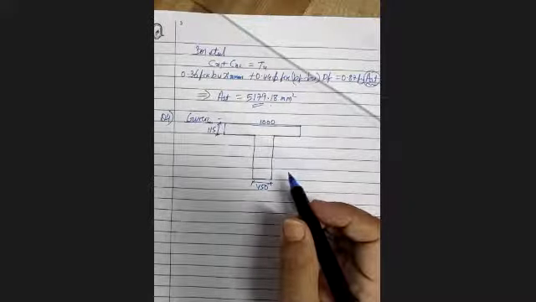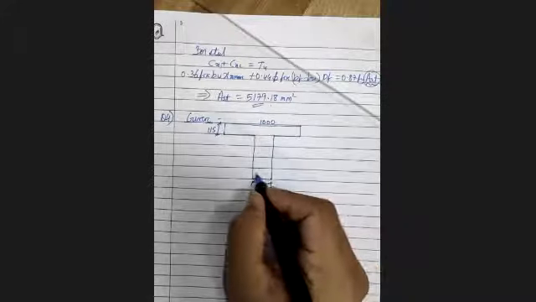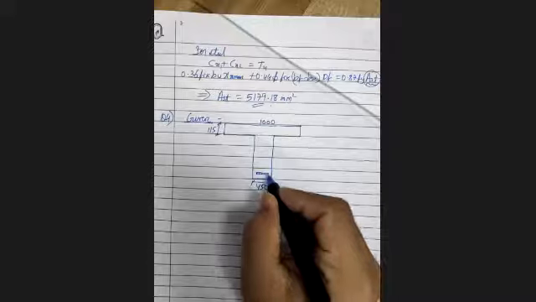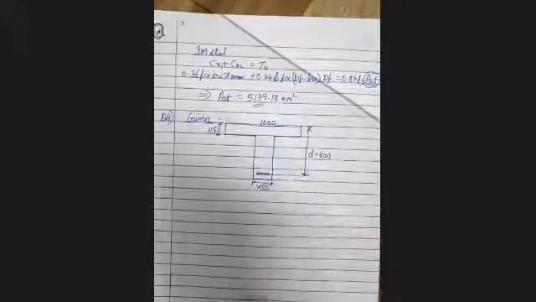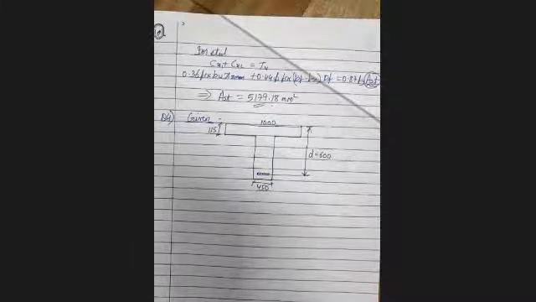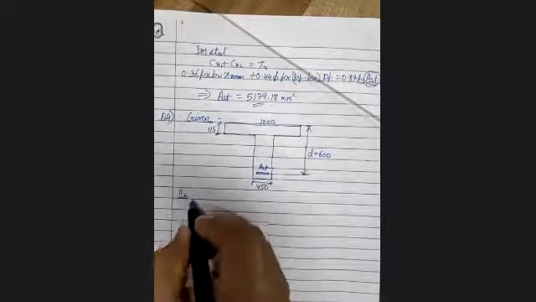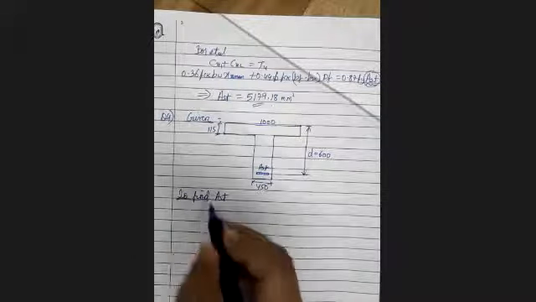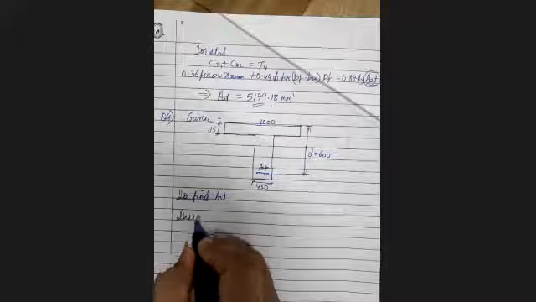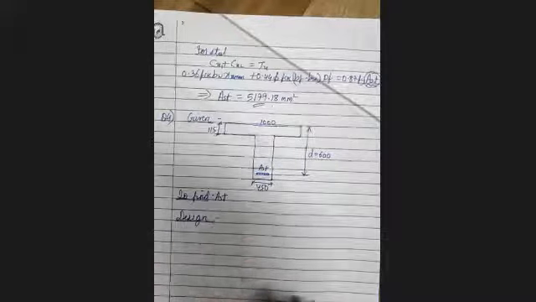Okay, so the effective depth is directly given to you. The effective depth is 600. Okay, so now we have to find out the AST. So basically, this is your design problem.